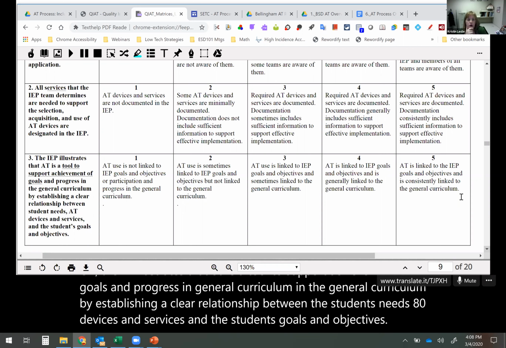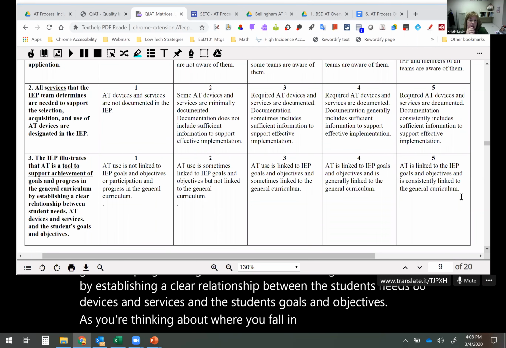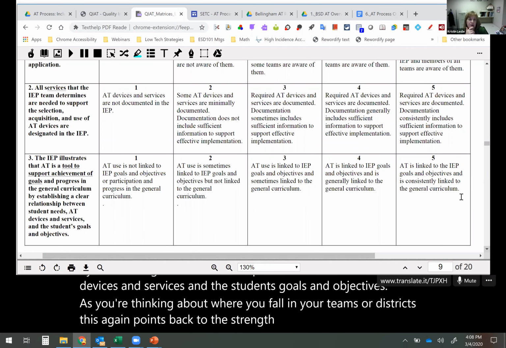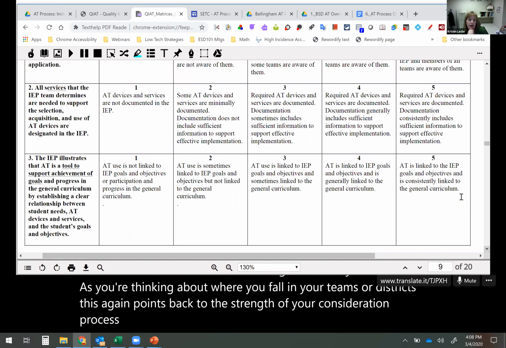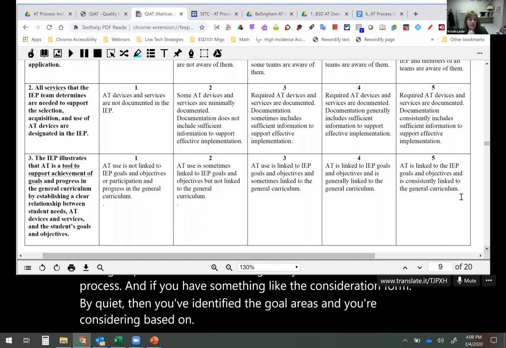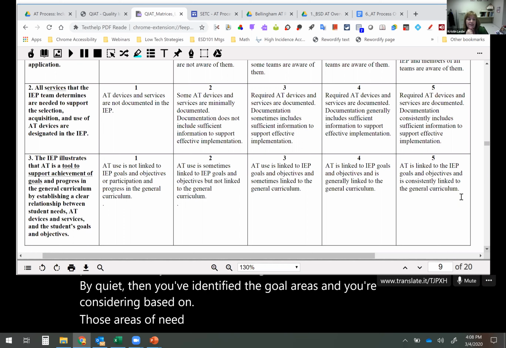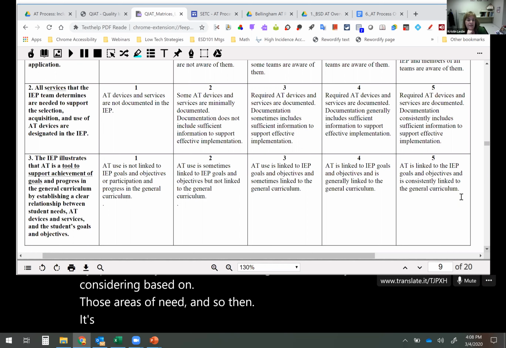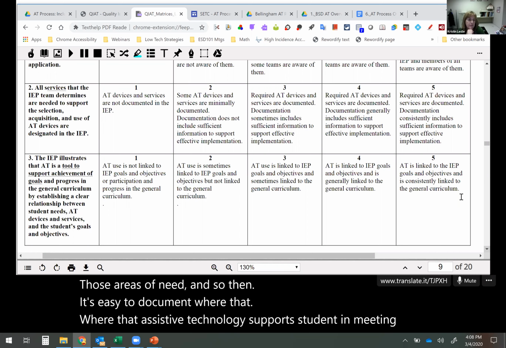As you're thinking about where you fall in your teams or district, this again points back to the strength of your consideration process. And if you have something like the consideration form by QIAT, then you've identified the goal areas and you're considering based on those areas of need. And so then it's easy to document where that assistive technology supports a student in meeting goals or accessing curriculum.